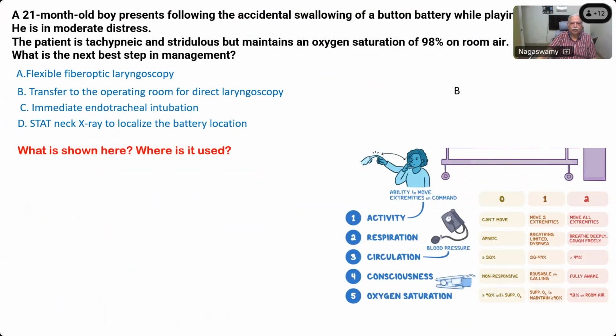What is shown here? Where is it used? Finger nose test. Aldrete score.